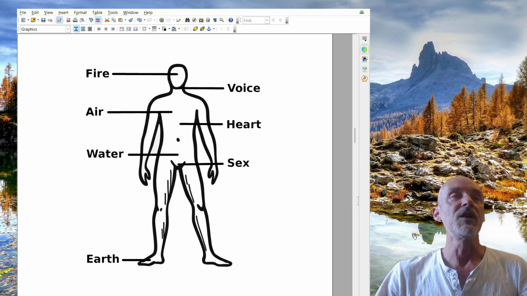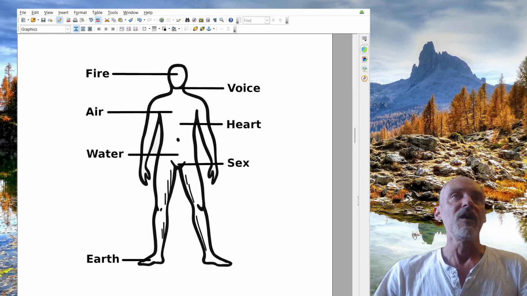And in between those major organs, we have the three organs shown on the right. We have the voice, the heart, and the sex operators. And these are mixtures of the elements above and below. So voice is a mixture of fire and air, heart is a mixture of air and water, and sex is a mixture of water and earth.